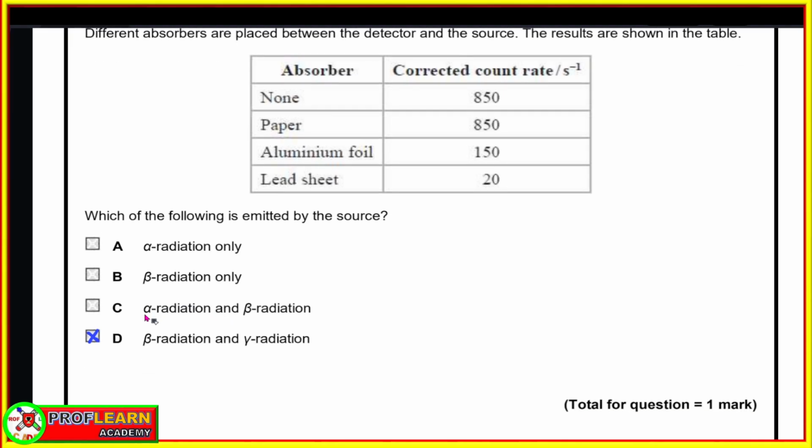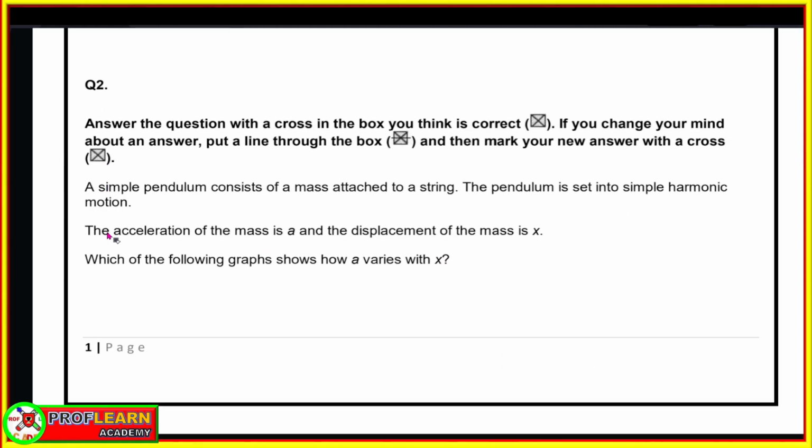So which means that there were two types of radiation. Alpha was not there because the radiation that was available could pass through paper, so meaning alpha is not available. And since part of the radiation was stopped by aluminium foil, it means that this could have been beta and gamma, because you can see when the lead sheet was there it was 20, but when aluminium was there it was 150, so meaning that some of the radiation was stopped by aluminium. The value decreased, and we shall say the answer is D.